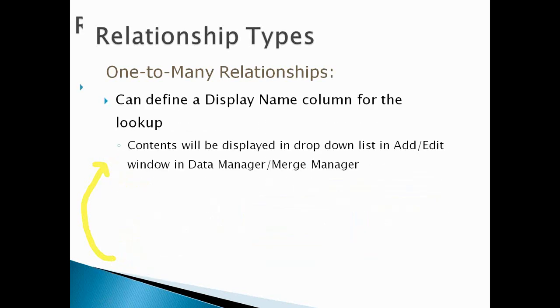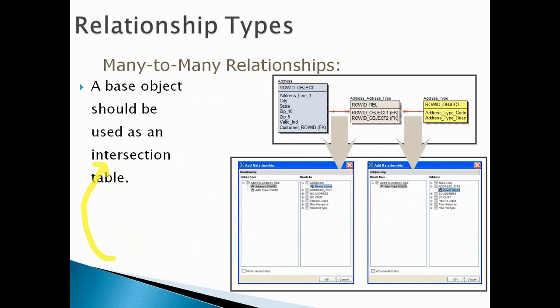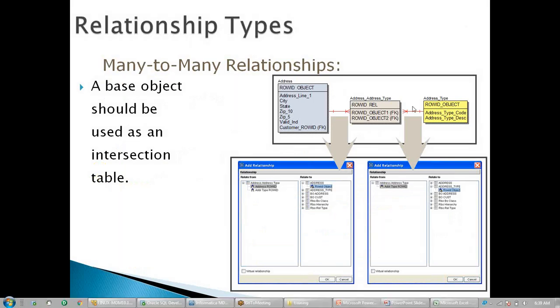So let us see that. According to our model, we have an address table and there is an address type table. Between the address and the address type table, there is a many-to-many relationship defined. If we know that there is a many-to-many relationship between two tables, we create a third table, which we say is a relationship table.